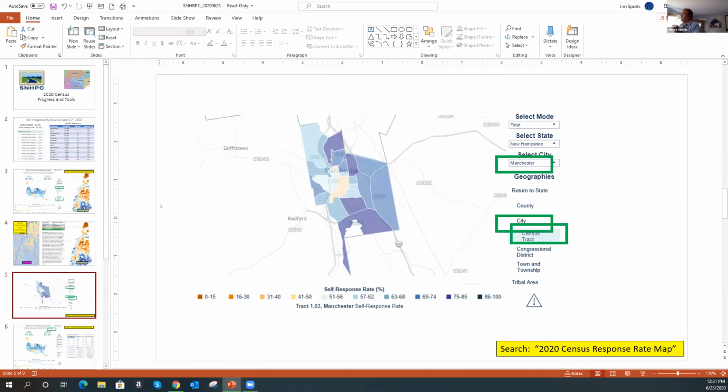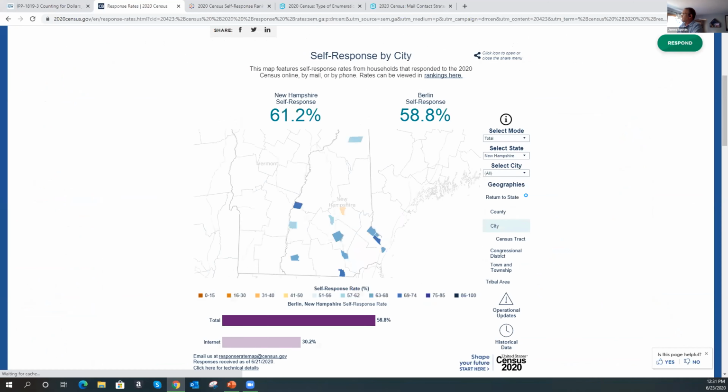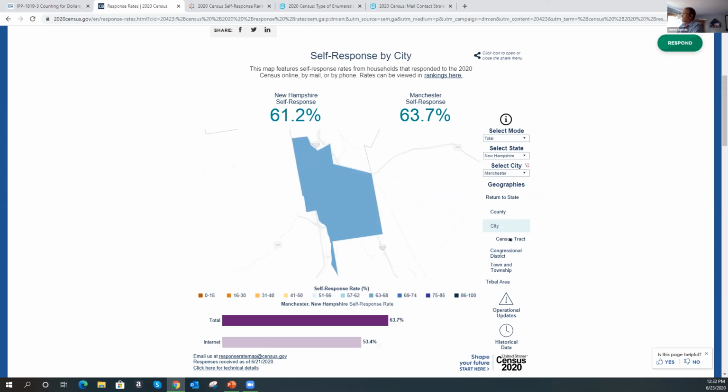The second tool of the self-response map I'd like to present to you is this: if you have a community that has a slightly lower response rate than the surrounding communities or your county, you can actually dive down into the community by census tract. So for the city of Manchester, you can go ahead and switch to city, click on that, and then actually choose the city. And then go ahead and dive into this even more, into the census tract.